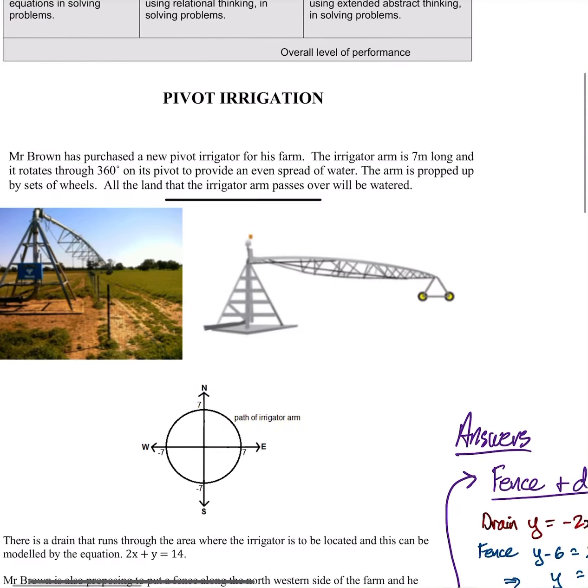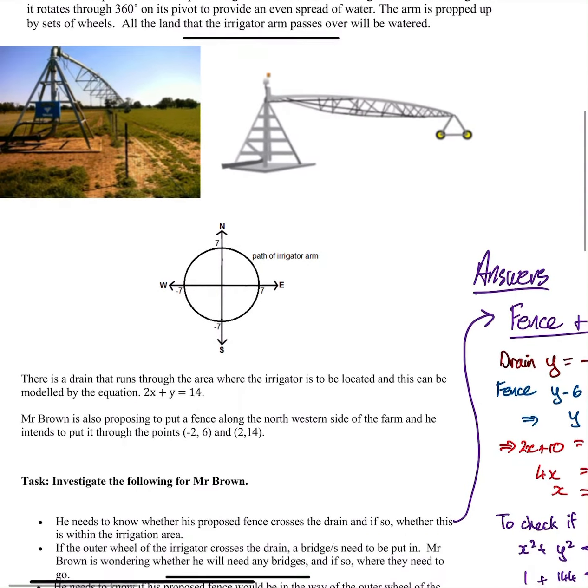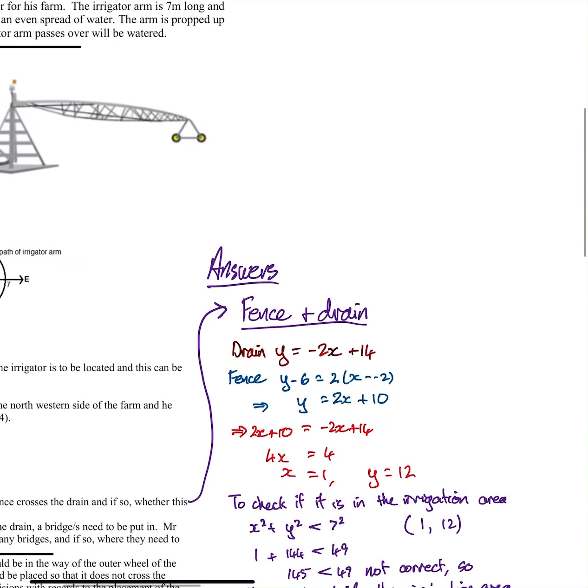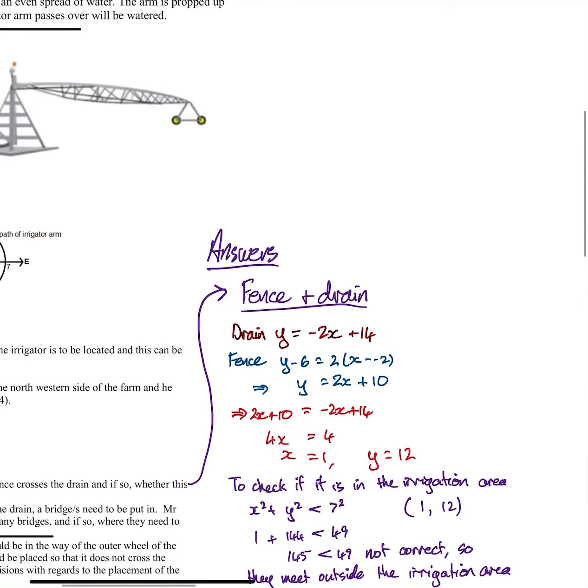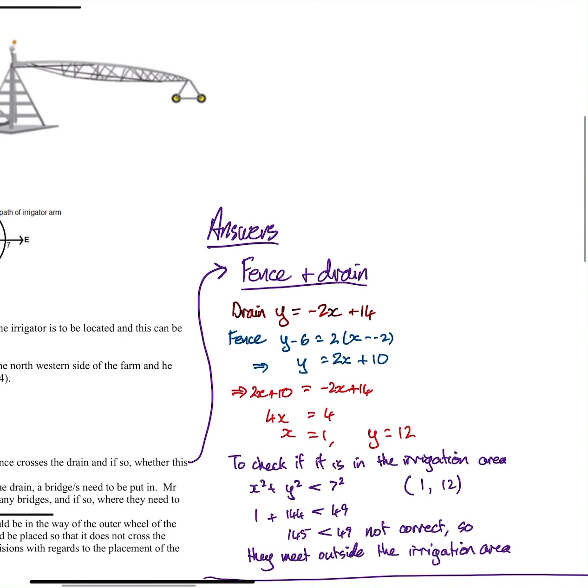So what we're going to do for the first bit here is find where the fence crosses the drain. So we merge the fence and the drain equations. You solve it to get the point (1, 12), and then put (1, 12) into the circle equation to see if it's inside or outside the circle. Because 145 is bigger than 49, it is outside the circle. And you can check that with Desmos and you'll see it is true.